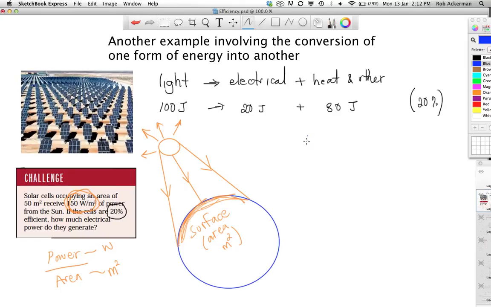And if you're getting 150 watts per square, sorry, not watts squared, but watts per square meter, and that is falling onto solar cells that occupy 50 square meters, look what we can do with our units here. If we multiply these two numbers, we will get watts, which is power. Now 150 times 50 is 7,500. So 7,500 watts of power is what is going to hit in terms of light energy.